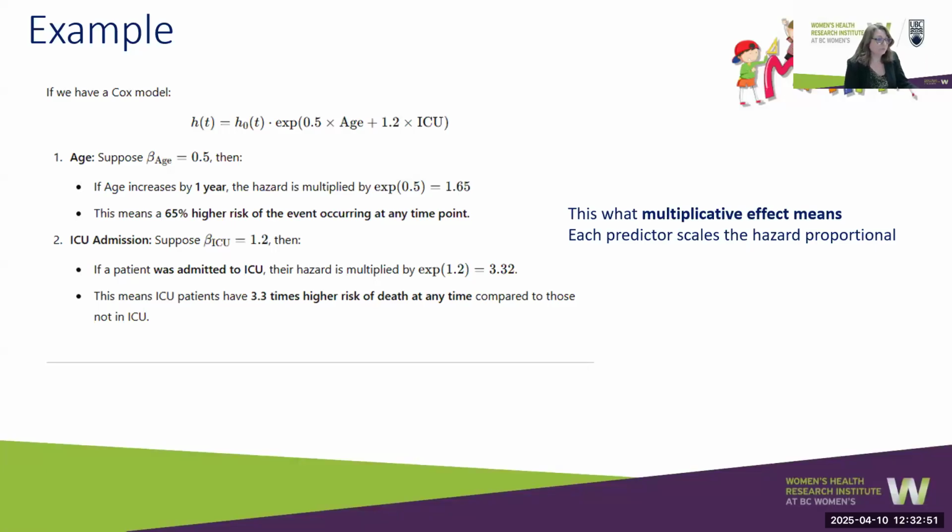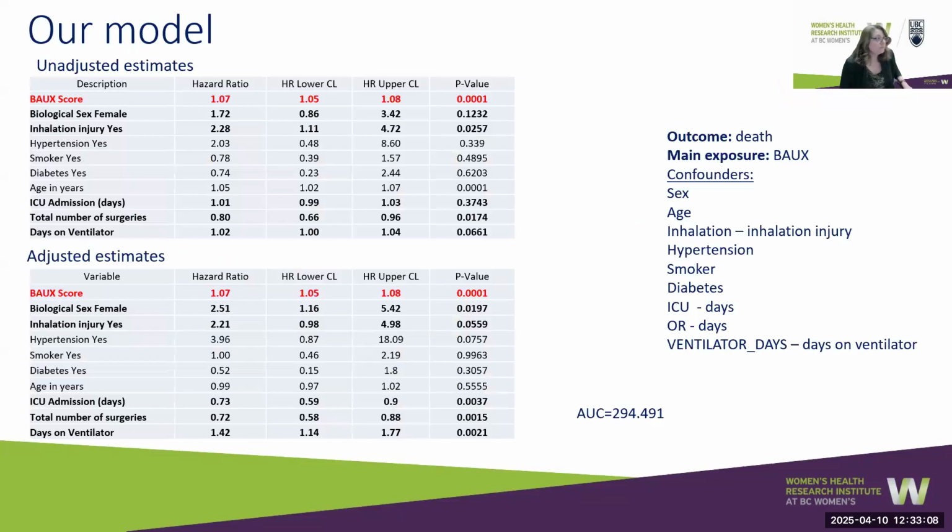But if we have something like being in ICU versus not in ICU, it tells us by how much the risk in one group is higher compared to the other. This is what multiplicative effect means. Each predictor scales the hazard proportionally.